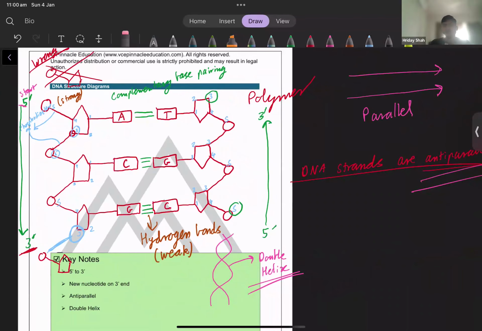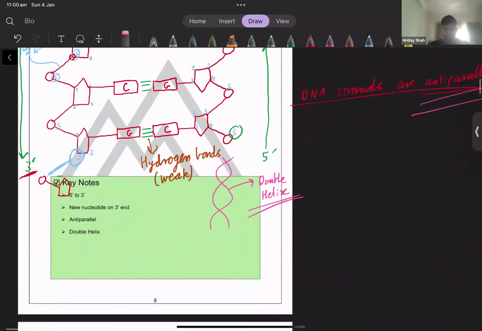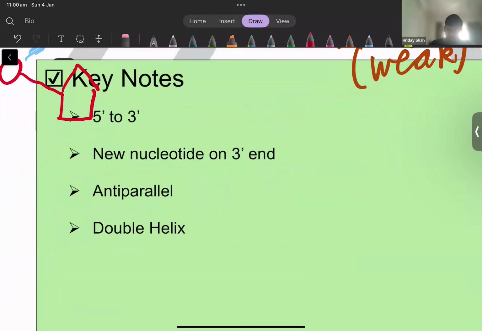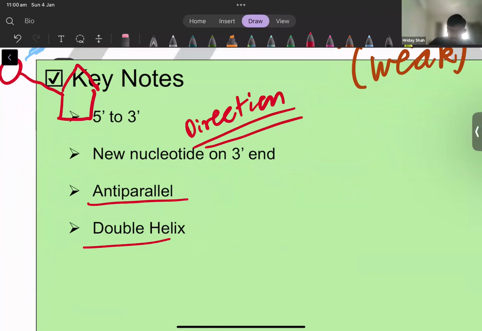So overall, that forms your structure for DNA. Right, again, you've got the key takeaway notes. Two very, very important words to describe the structure: anti-parallel and double helix. And very important to note direction as well, 5' to 3'.